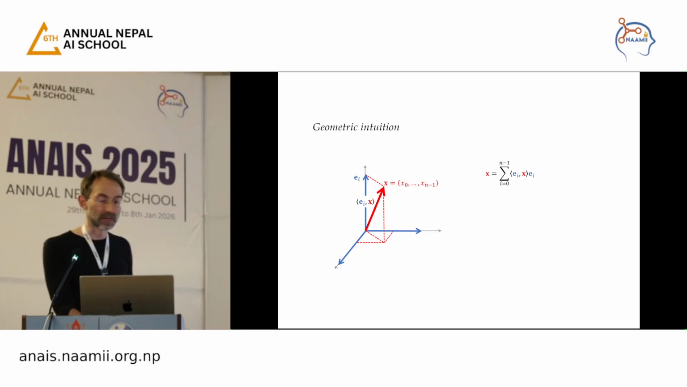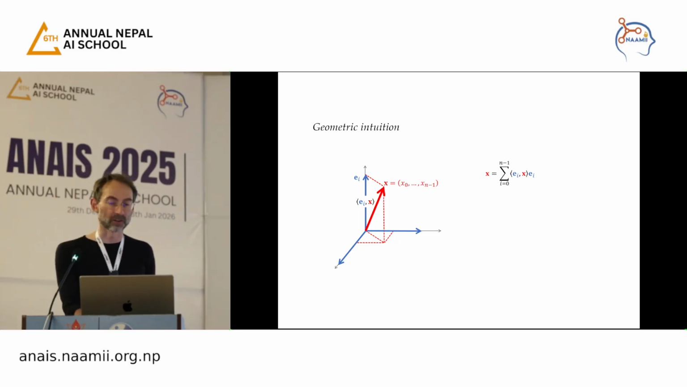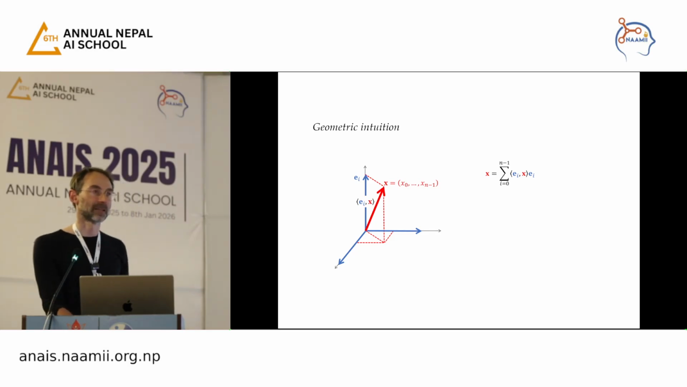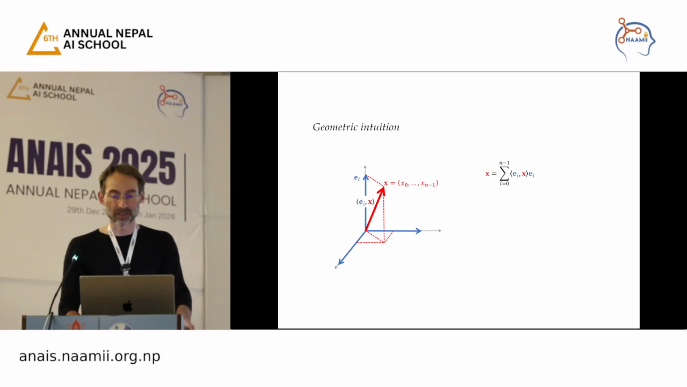How do I get this vector? I take projections of my vector x on each of these basis vectors. This is what I call coordinates. Coordinates always depend on the choice of the basis, okay? And then I multiply the coordinates by the basis vectors themselves, and I get back my vector. So this is how we represent vectors.